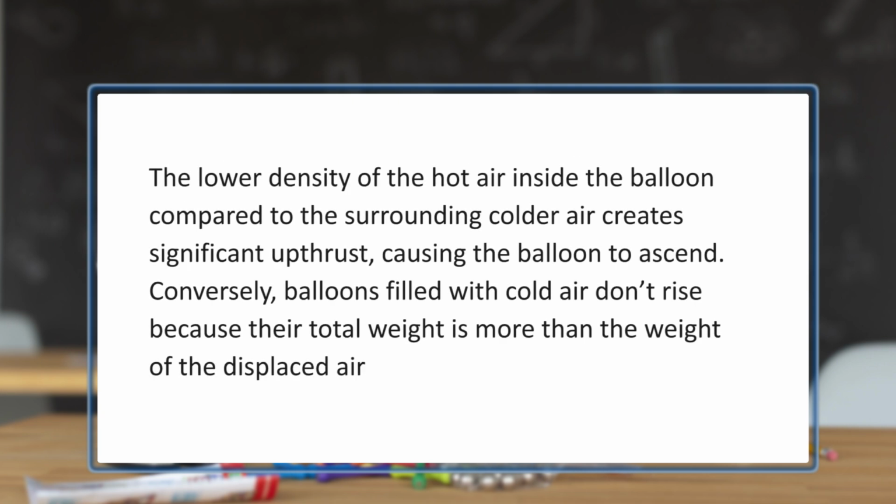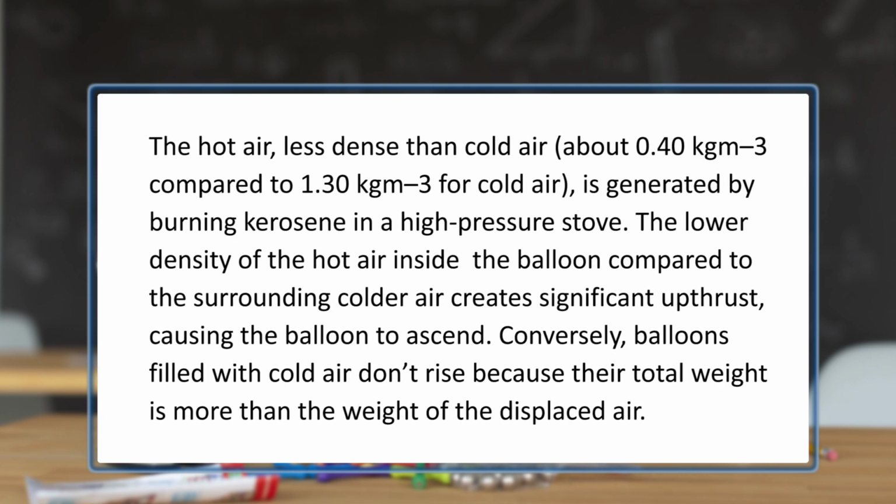The hot air, less dense than cold air, about 0.40 kg/m³ compared to 1.30 kg/m³ for cold air, is generated by burning kerosene in a high-pressure stove. The lower density of the hot air inside the balloon compared to the surrounding colder air creates significant upthrust, causing the balloon to ascend. Conversely, balloons filled with cold air don't rise because their total weight is more than the weight of the displaced air.